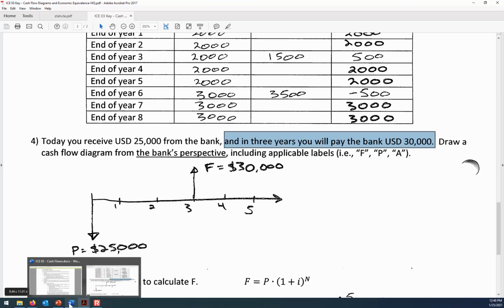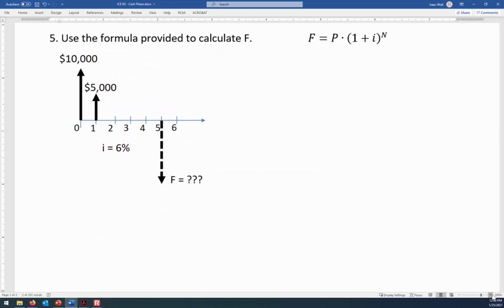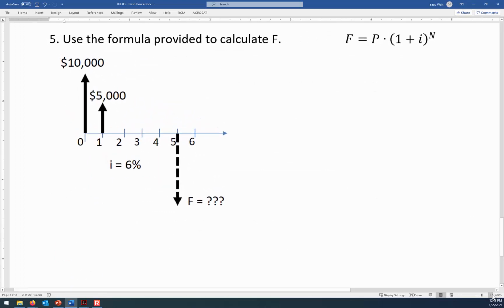All right, now what about this 5th one, where I didn't even tell you what's going on here. I just threw a formula at you, and I said calculate F. Okay, so let's take a look at what we know. I is 6%. We've got a lump sum amount of 10,000 at time 0, and a lump sum of 5,000 at time 1.